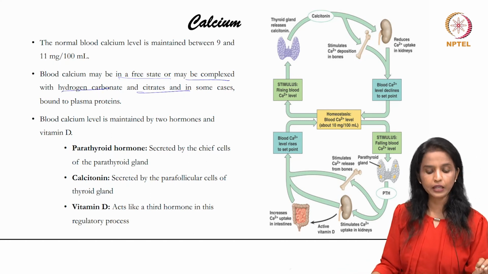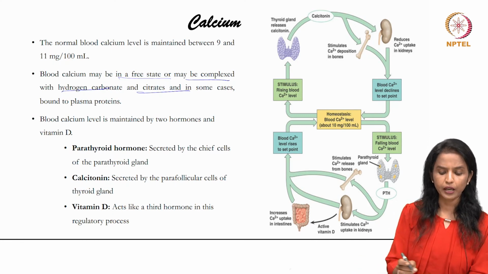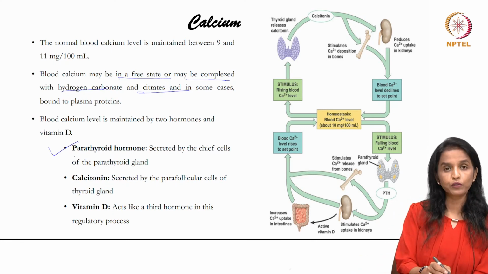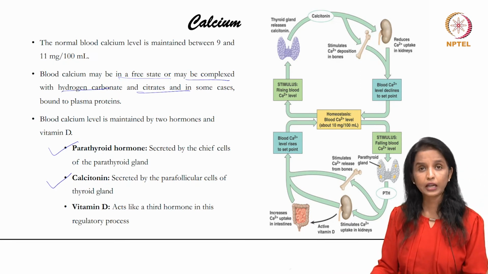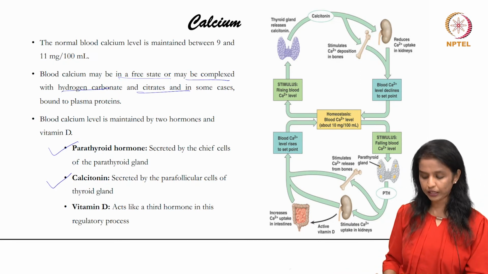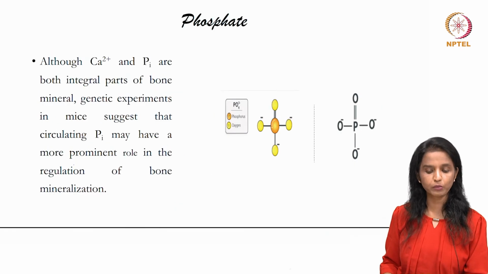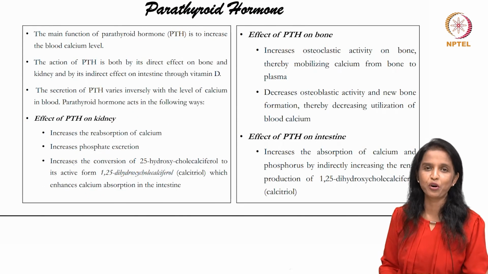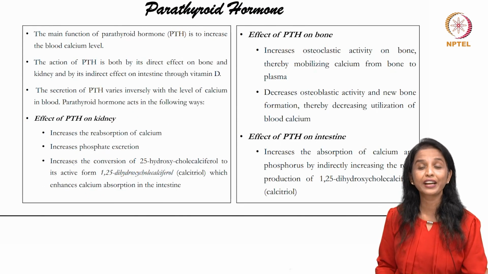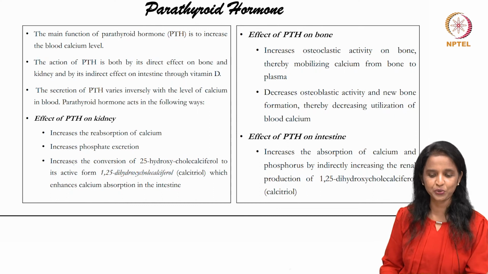The blood calcium level is maintained by the most important hormones, which were already mentioned, that is the parathyroid hormone and calcitonin. There are other hormones as well, which we will quickly read through, in addition to vitamin D. The most important inorganic ion next to calcium is phosphate, and it also plays a very dominant role in forming the mineralized inorganic component of the hard tissues.